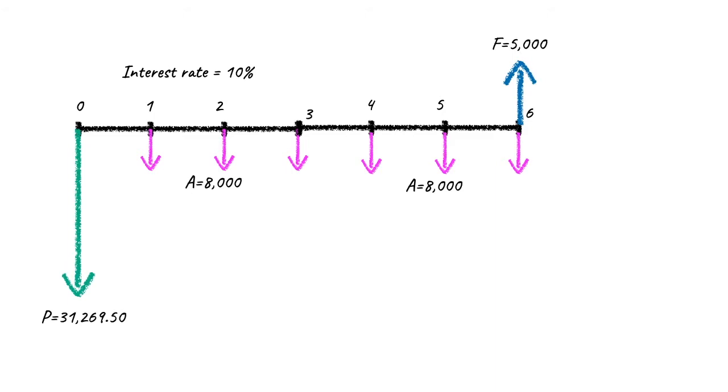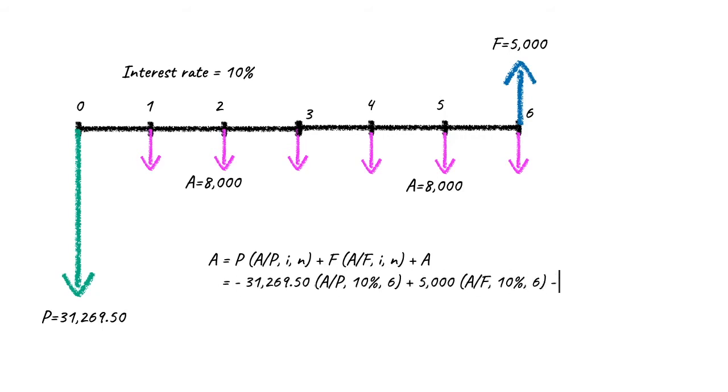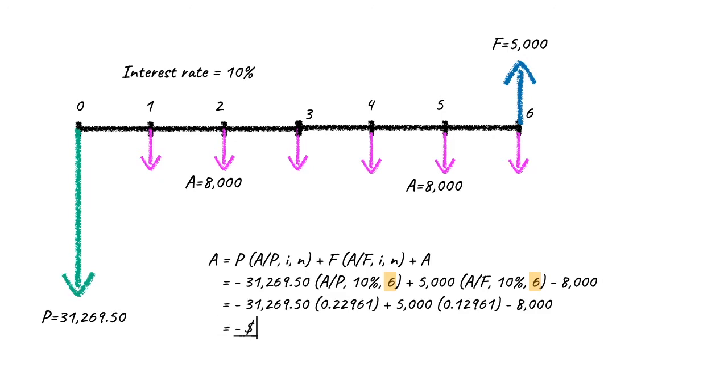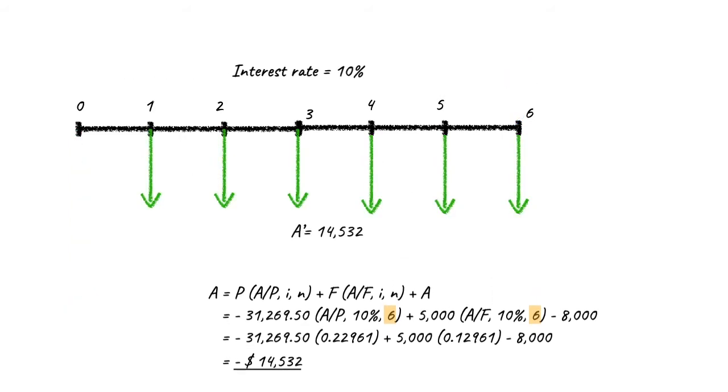Now we can see three clear types of cash flow, which are the present money, future money, and annual series. Next, let's convert all cash flow into an equivalent annual series using the same conversion method we did last time. This time around, our N would be 6 years. So we put in all the values, find the values in the interest table, and finally we get an equivalent annual value of negative $14,532.